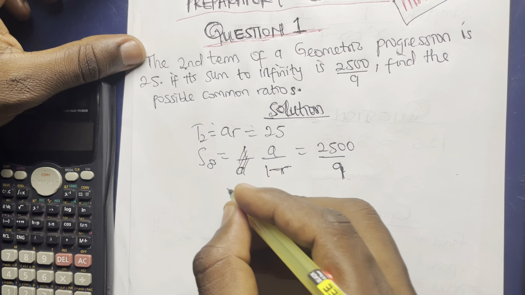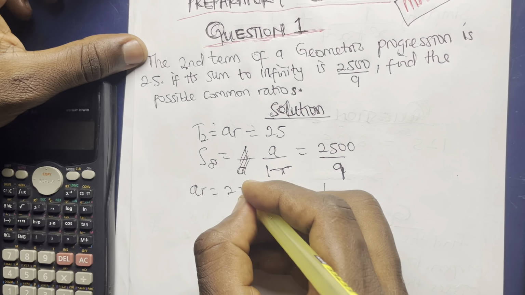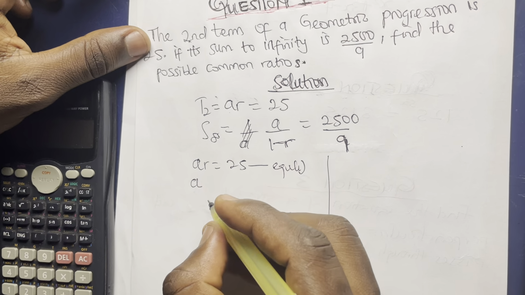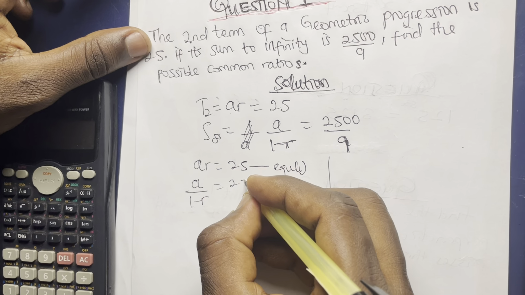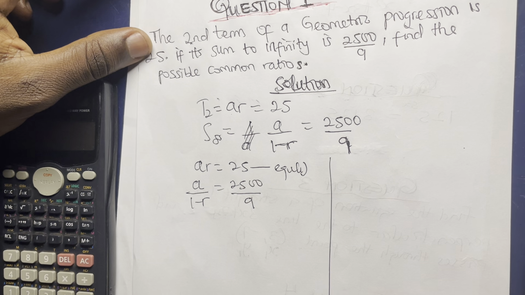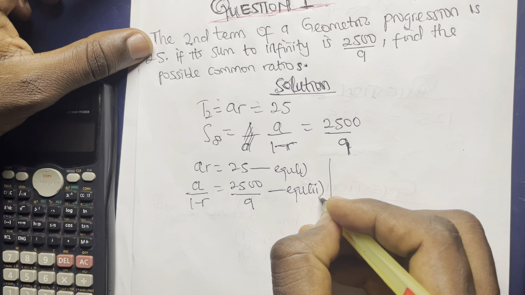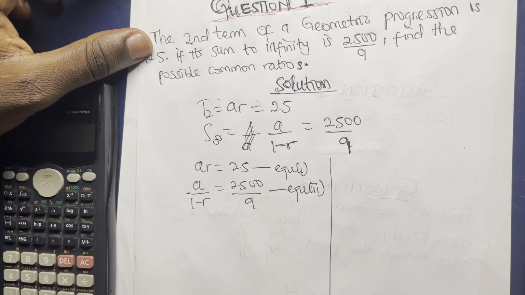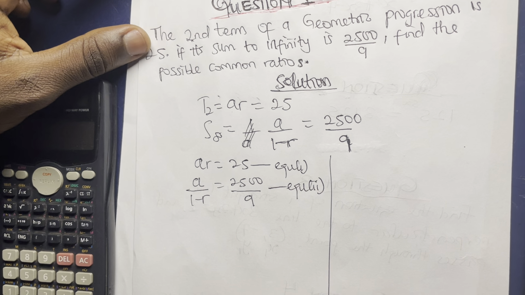So again, we have two equations. AR equals 25, equation 1. And then A over 1 minus R equals 2500 over 9, equation 2. So you can use any of the methods for simultaneous equations, elimination method or substitution method. To make it easier, let me just use the elimination method so that everything will be fast.